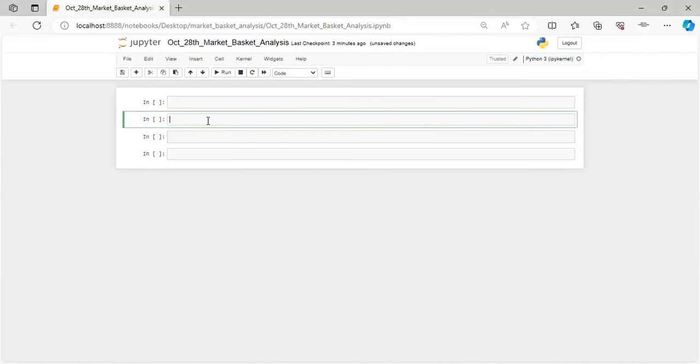So this market basket analysis is, you can say, basically an unsupervised machine learning approach. This market basket analysis is also, you can say, an association rule mining concept.